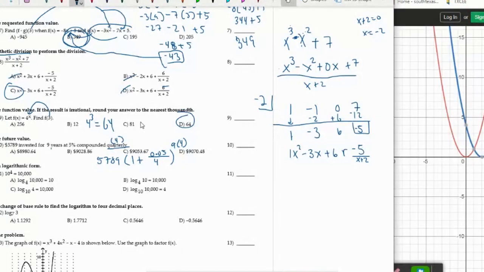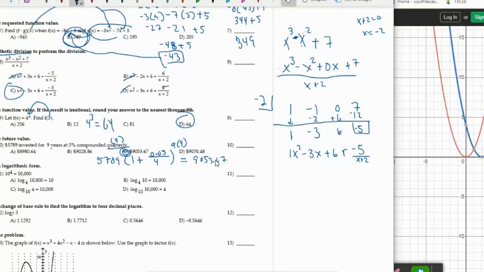Okay, so 5,789 parentheses 1 plus 0.05 over 4, all raised to the power of 36. And I get $9,053.67, which is letter C.